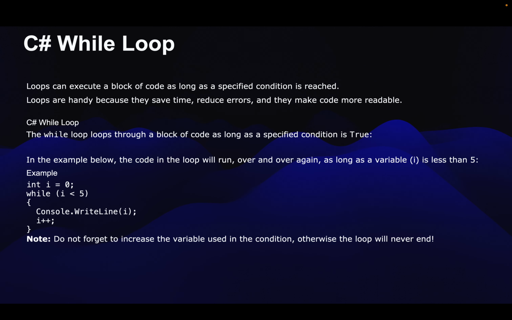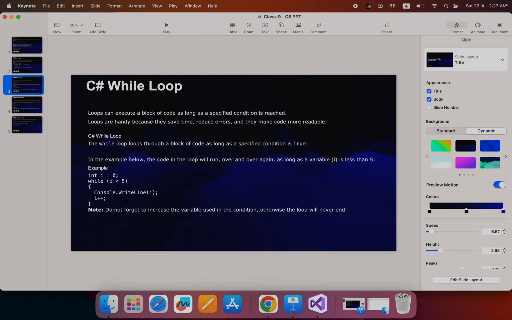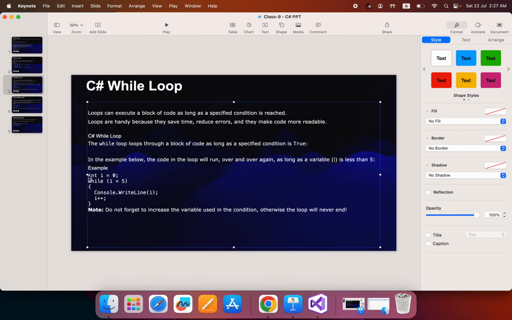C# while loop. The while loop loops through a block of code as long as a specified condition is true. So let's take one example and try to execute.